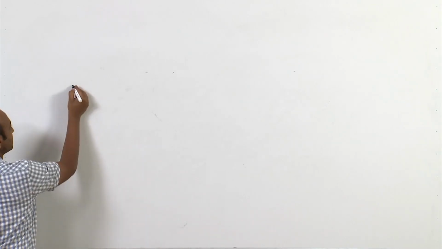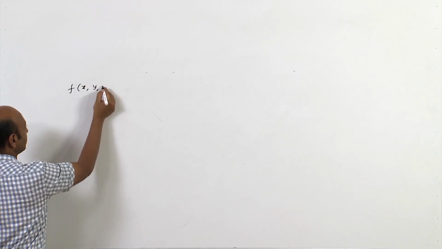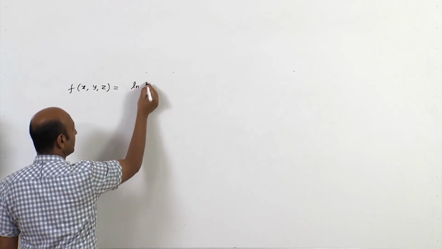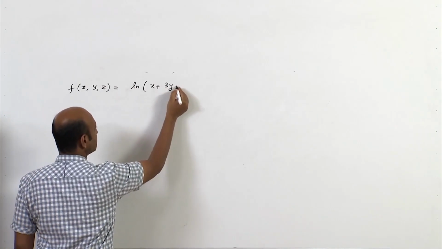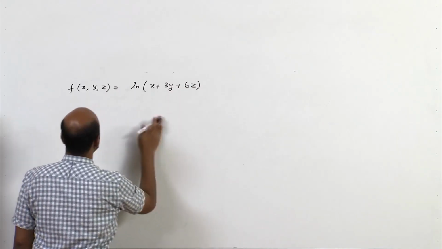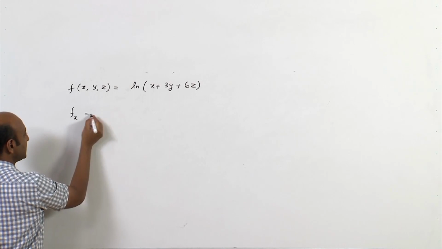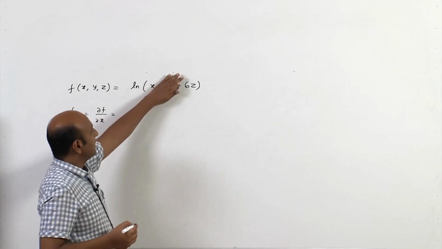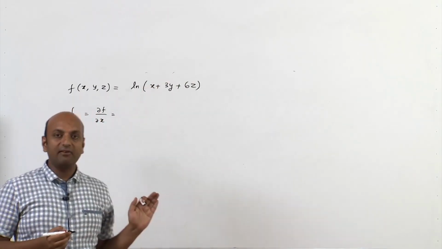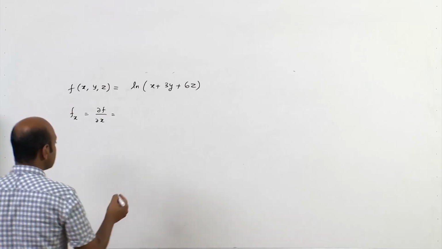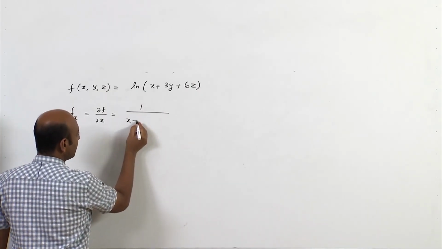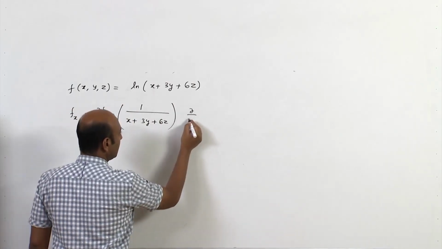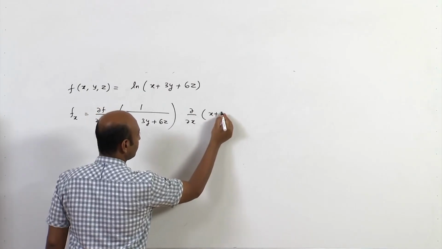Now, suppose f of x, y, z is, the first problem, ln of x plus 3y plus 6z. So, what will be fx? fx is del f upon del x, okay, and it is log t. The derivative of log t is 1 upon t, that is 1 upon x plus 3y plus 6z, and then del upon del x of t again.